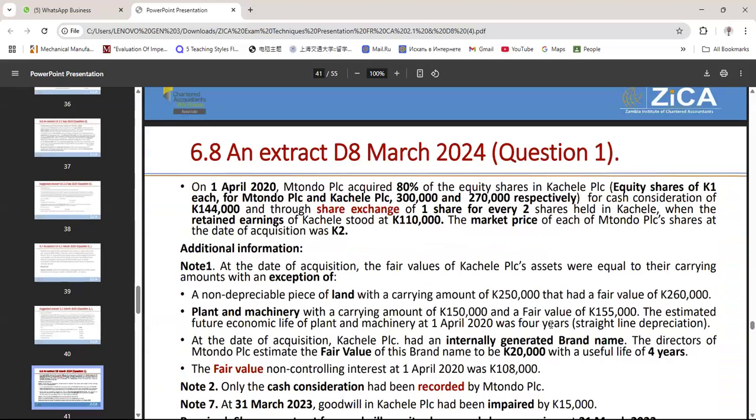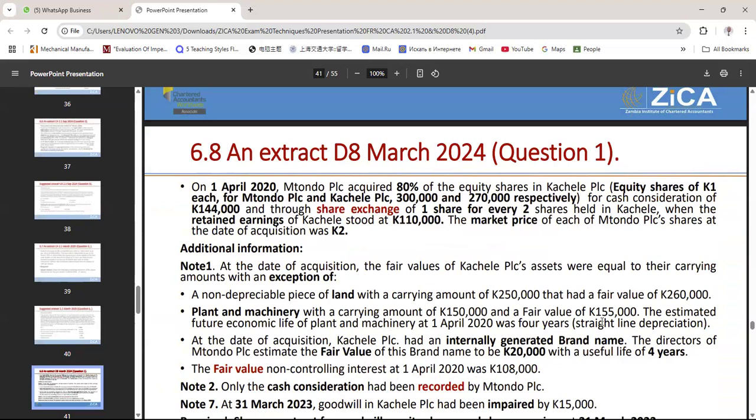D8 March 2024, not 2025. It was only consolidation. Basically, there was 80%, which is a subsidiary, and there was a share exchange. So you can see how many questions so far we have gone through on share exchange. So I'm sure from here, even if you are not a prophet, you can anticipate the one which is highly examined. Of course, apart from this one, also remains a contingent consideration.